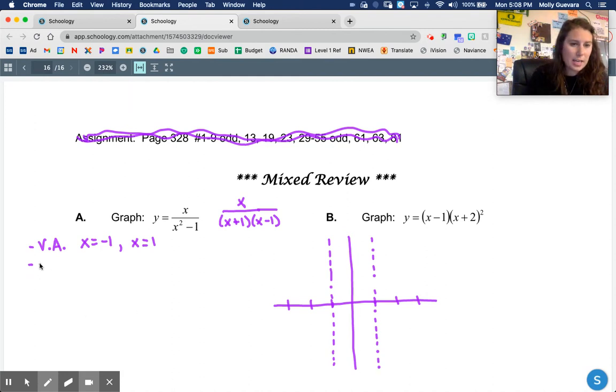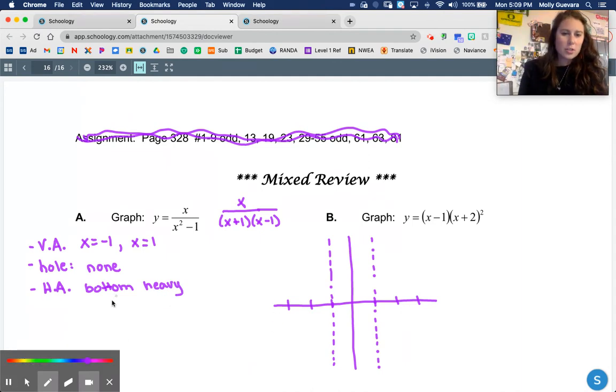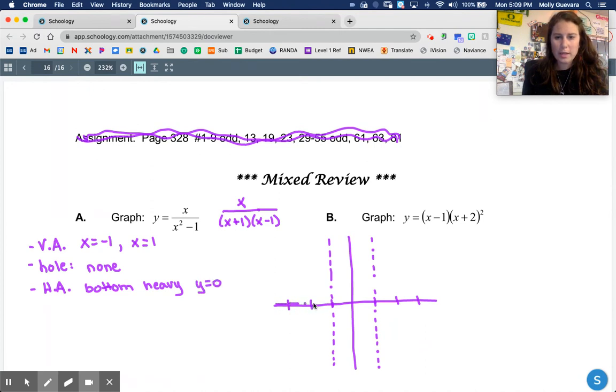Okay, next thing is, is there a hole? Remember, holes occur when something has a 0 on the top and the bottom. So in this case, there is no hole. Okay, I'm just trying to remember off the top of my head. So horizontal asymptote: is this equation top heavy, bottom heavy, or balanced? In this case, the equation is bottom heavy. So since it's bottom heavy, I have an asymptote at the equation y equals 0, which is the horizontal axis.